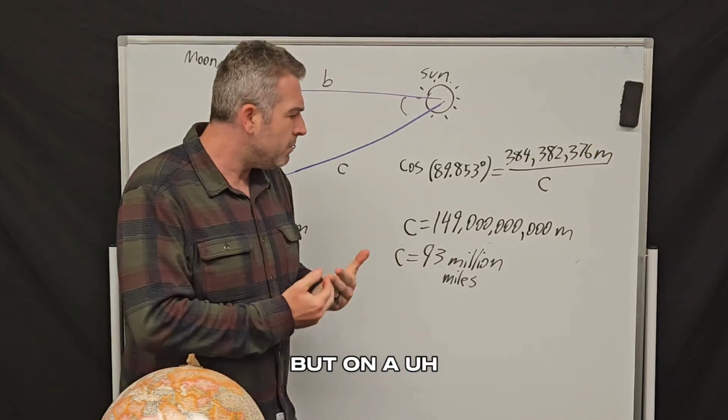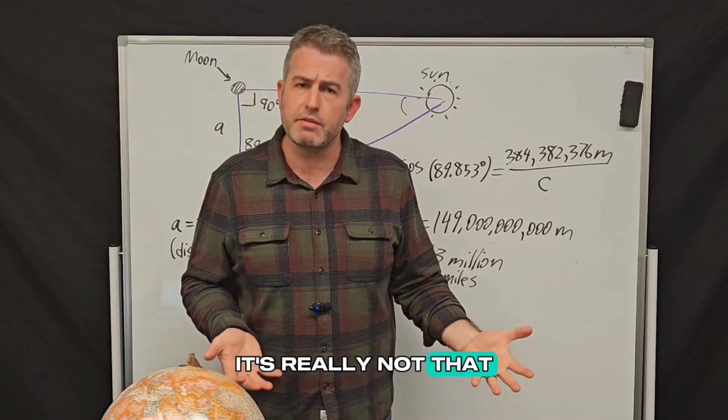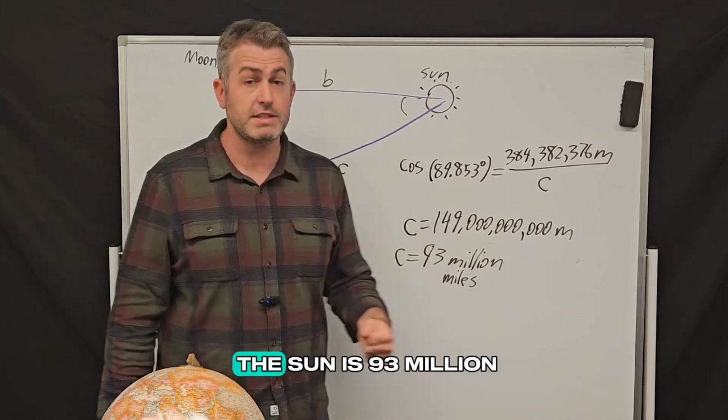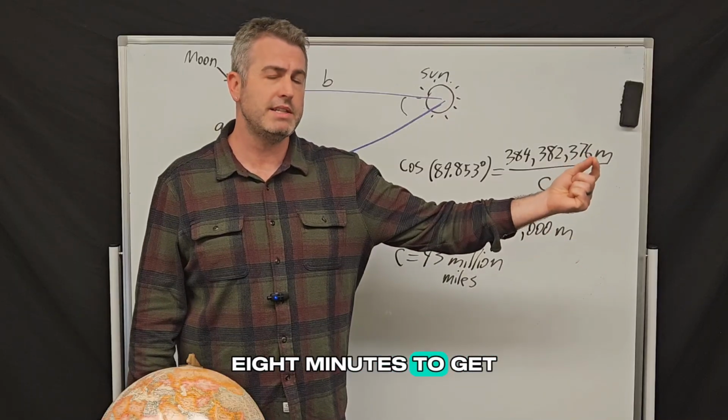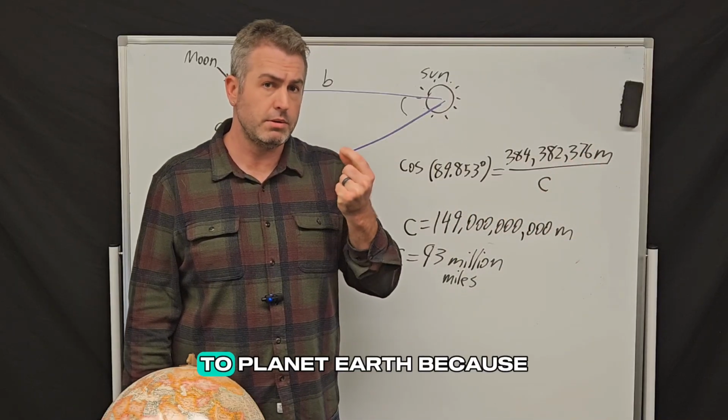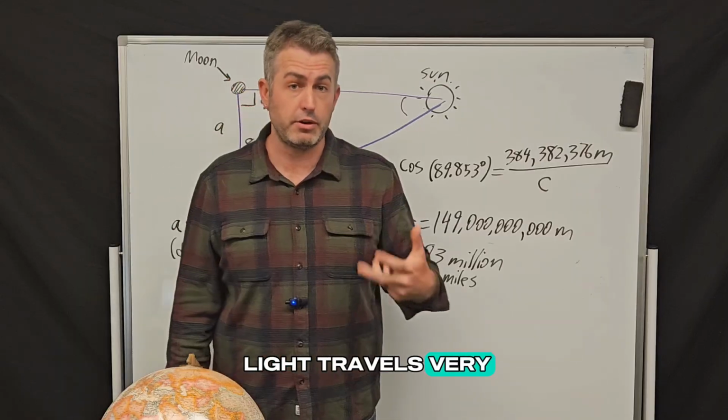But on a universal scale, it's really not that far because remember, despite the fact that the sun is 93 million miles away, it only takes light 8 minutes to get from the surface of the sun to planet Earth because light travels very, very fast.